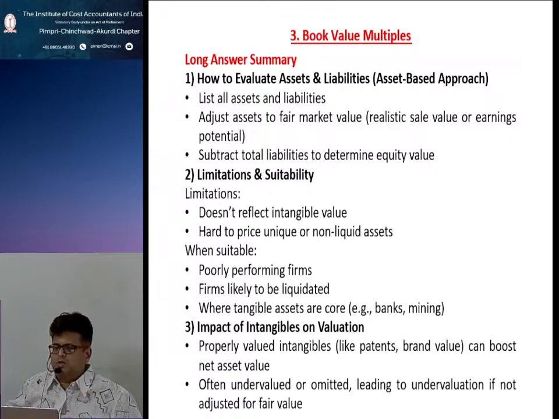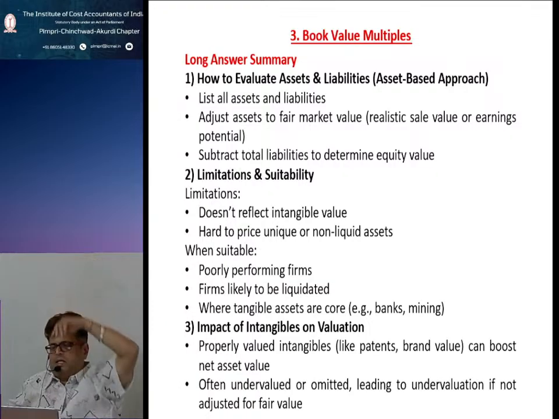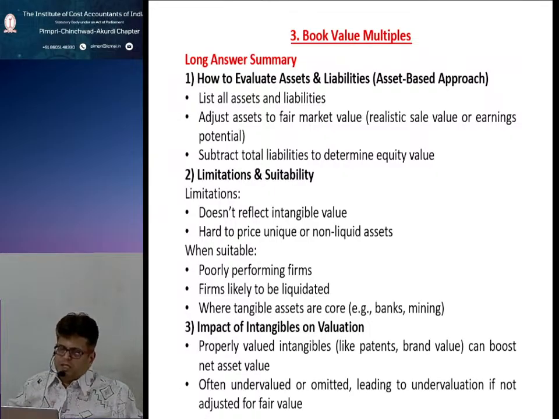So in short, the listing of all assets and liabilities will obviously be evident from the balance sheet, the audited balance sheet itself. Taking those assets and liabilities list, the assets have to be valued at fair market value, being the realistic sale value or earnings potential, and from that fair market value of assets subtract the total liabilities, which will determine the equity value of that particular firm.